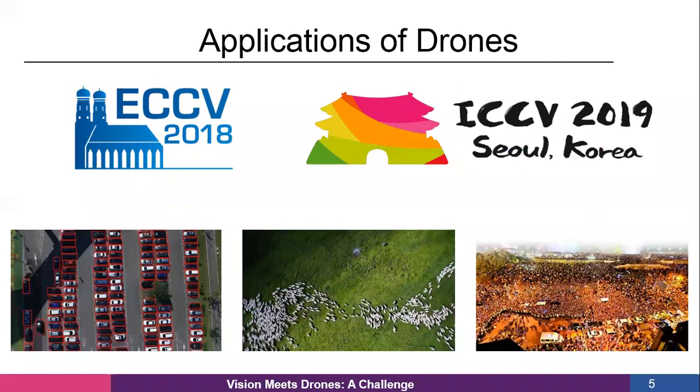To this end, we have organized 2 workshops, which are ECCV 2018 and ICCV 2019. In the 2 previous workshops, we focused on advancing state-of-the-art detection and tracking algorithms. For example, we organized 4 specific tracks of the above mentioned algorithms, such as object detection in images, object detection in videos, and single object tracking and multi-object tracking. However, we didn't focus on another important topic in drone-based scenes, that is crowd counting.